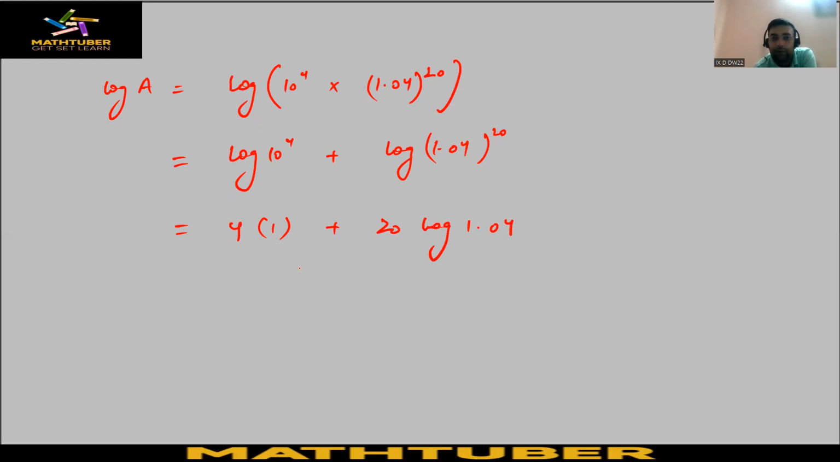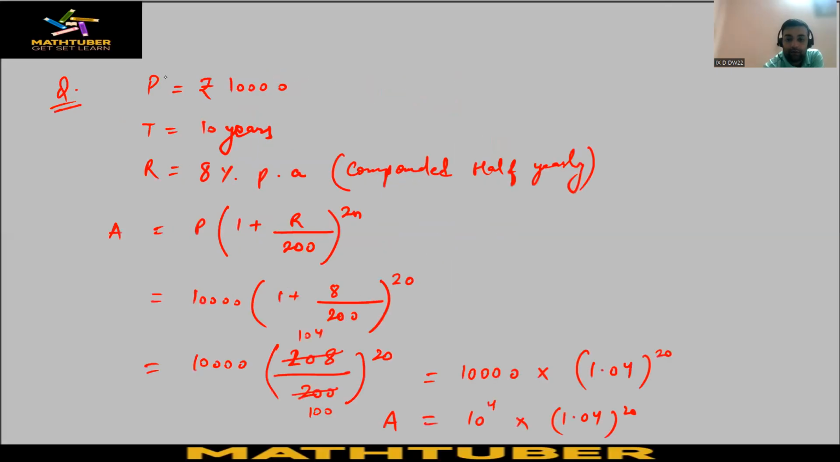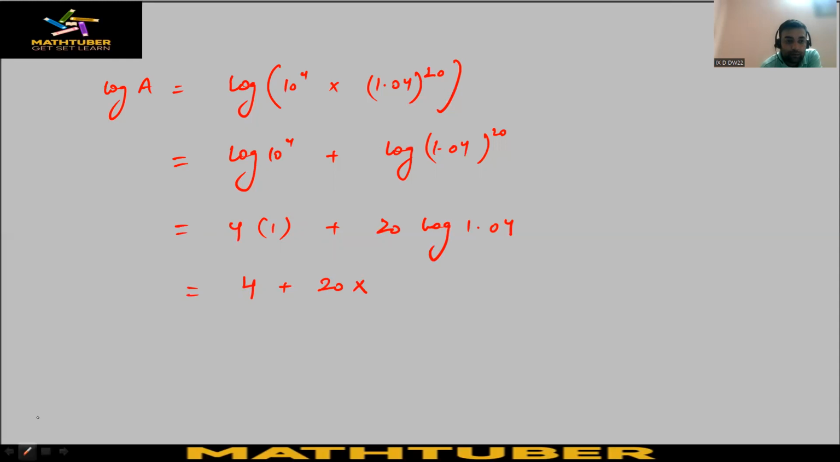And since 1.04 is already in the standard form, we have to find out log of 10 at the fourth column. So log of 10 at the fourth column is 0.0170. And if we multiply it with 20, you will get 0.340, and the answer is 4.340 for log A.